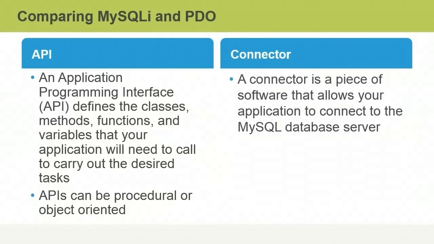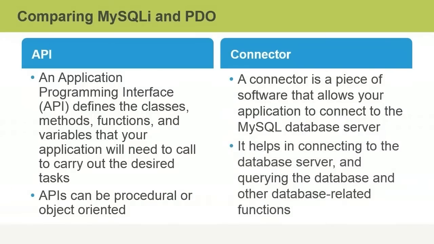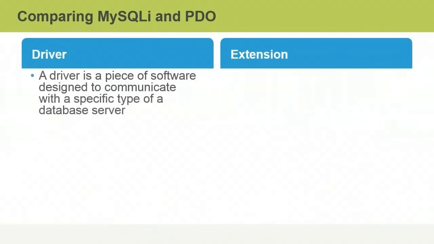A connector is a piece of software that allows your application to connect to the MySQL database server. It helps in connecting to the database server and querying the database and other database related functions.